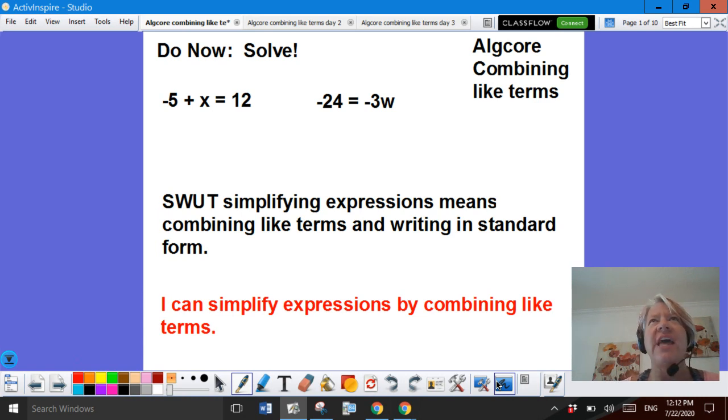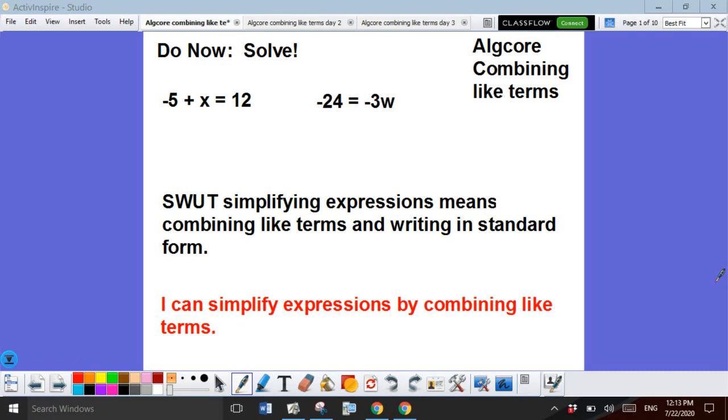So the difference today in our answers, for the most part, we're not going to be coming up with an answer of 5. We're going to be coming up with another expression. So an expression might be 2x plus 7. Okay, so don't panic as we move forward, where we're coming up with letters and variables in our answers, not just numbers.